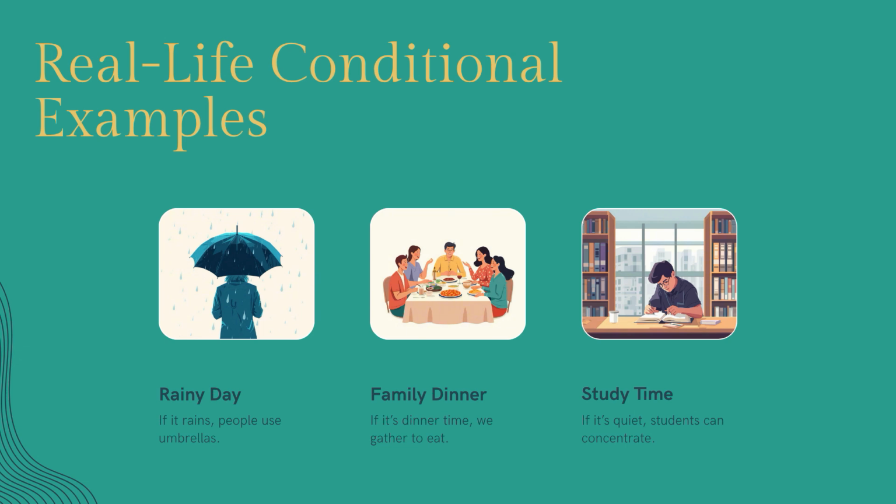Rainy days: if it rains, people use umbrellas. Family dinner: if it's dinner time, we gather to eat. And study time: if it's quiet, students can concentrate. So let's proceed to the next.